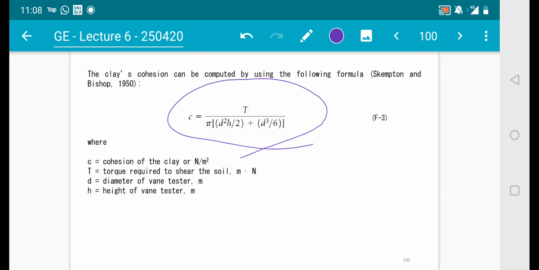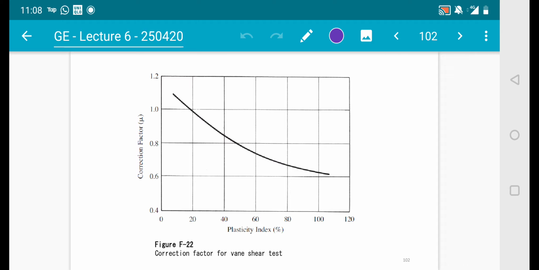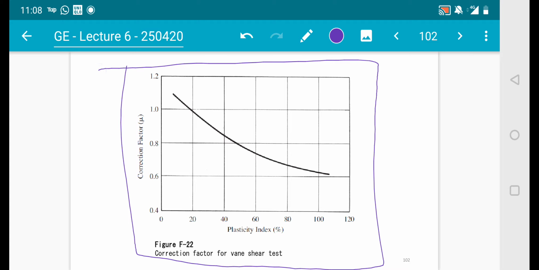So we have the relationship between cohesion of the clay, the torque, the diameter of the vane test, and also the height of the vane test. Okay, that is a straightforward relationship. They also have some established chart that you need to apply, because you need to apply some correction. So this is the correction vector for the vane shear test.